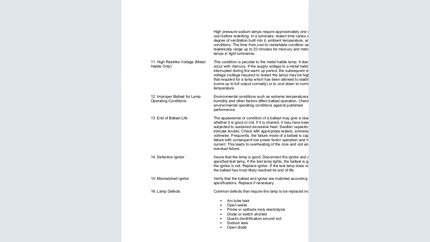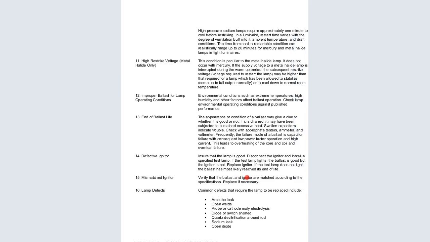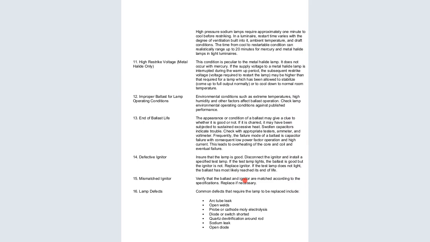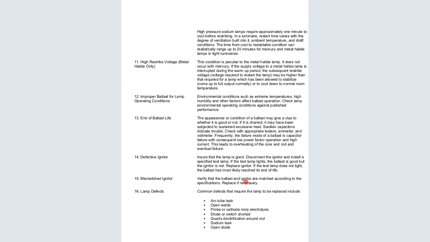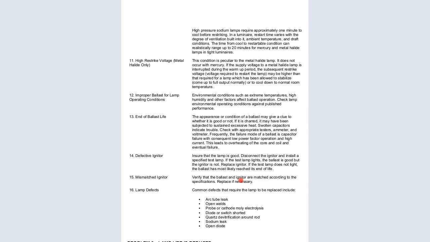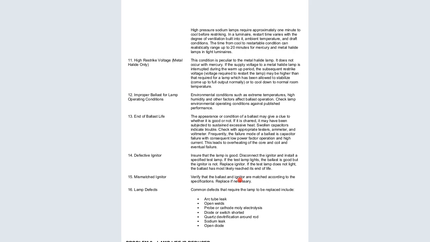So another problem is maybe there's a high striking voltage, that is the metal halide only. The condition is peculiar to the metal halide lamp, so it does not occur with mercury. If the supply voltage of the metal halide lamp is interrupted during the warm-up period, the subsequent strike voltage may be higher than required for a lamp which has been allowed to stabilize. Sometimes you will get improper ballast for the lamp operating condition.